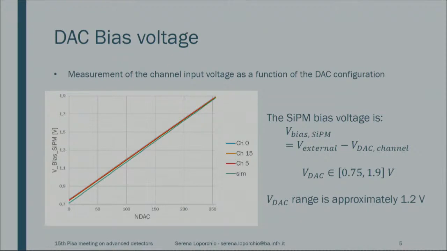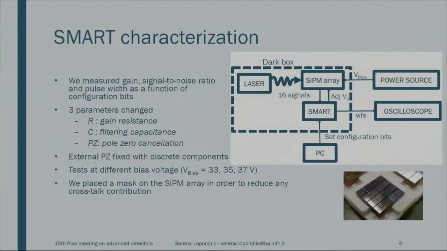Since in the camera, every silicon photomultiplier will have its own breakdown voltage, we can use this DAC to fine-tune the voltage that is given to each channel in order to equalize all the overvoltages. As we can see here, we have a linear trend of the bias of each silicon photomultiplier with the DAC counts. And we have seen that this DAC goes from 0.75 to 1.9 volts. So the range is approximately 1.2 volts. So we can fine-tune the bias of each silicon photomultiplier with approximately 47 millivolts per DAC count.